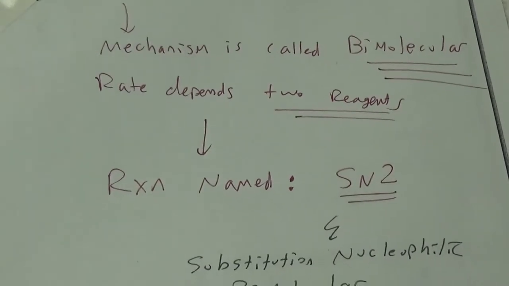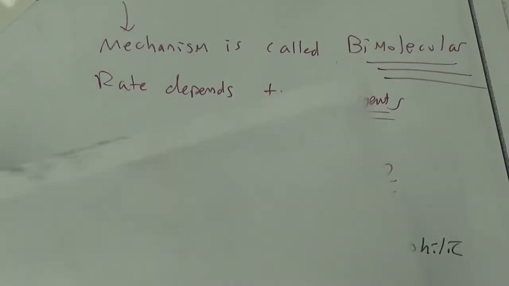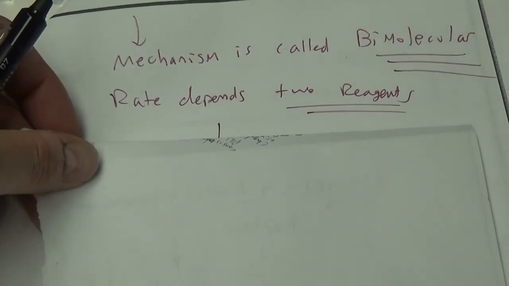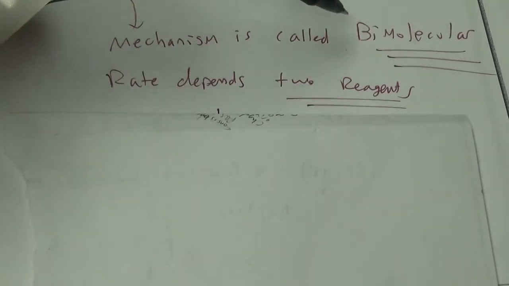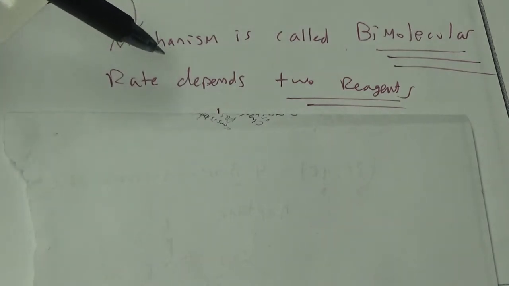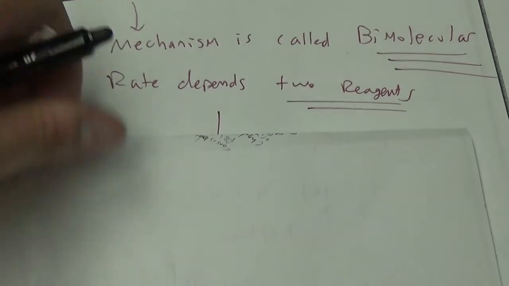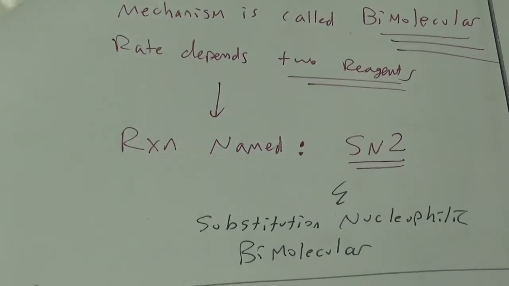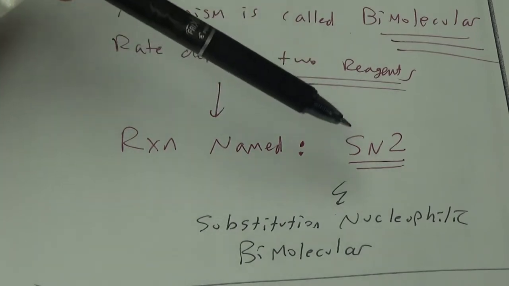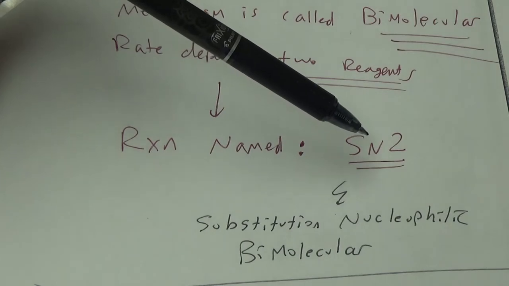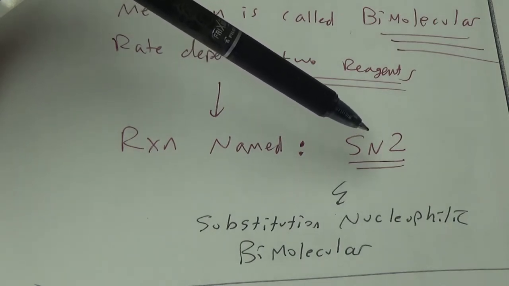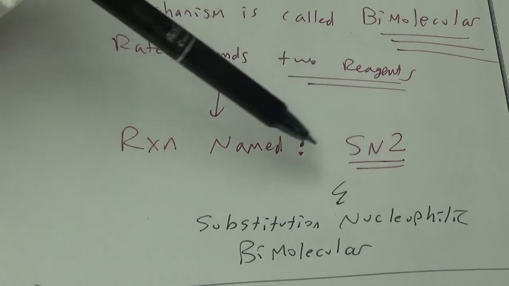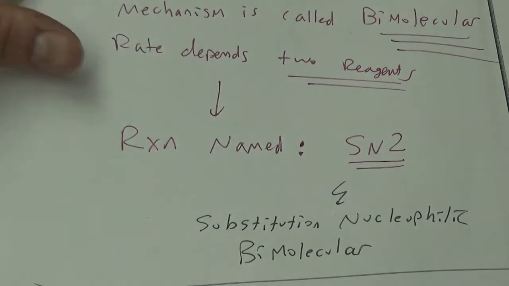We also concluded by saying that the mechanism is called bimolecular, because the rate depends on two reagents. The mechanism and the rate depend on two reagents, and we call that an SN2 reaction. S means substitution, which is the type of reaction we're doing. N is nucleophilic. 2 is bimolecular. Substitution, nucleophilic, bimolecular. That's where we left off.